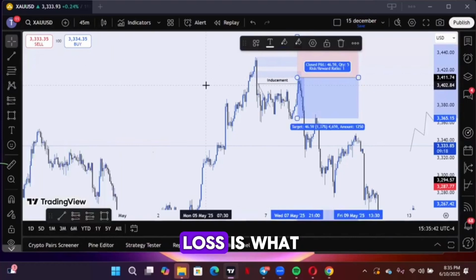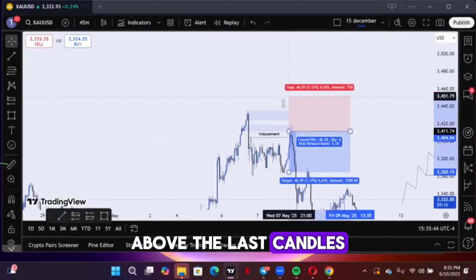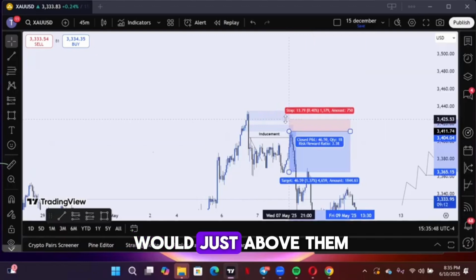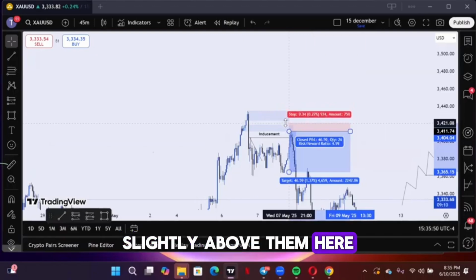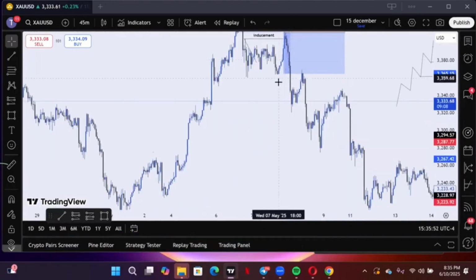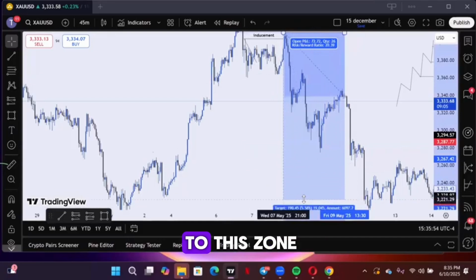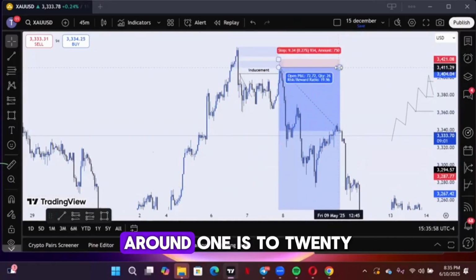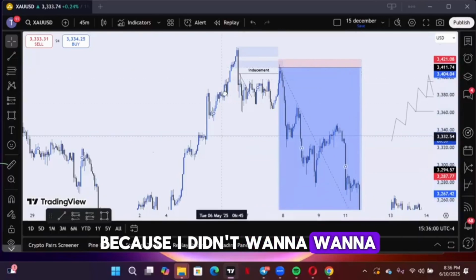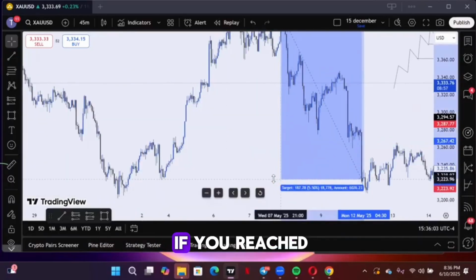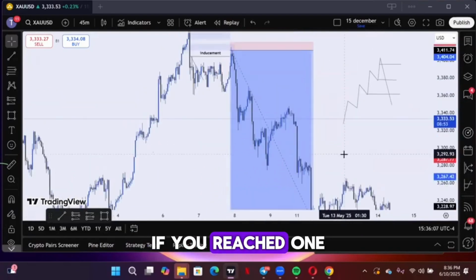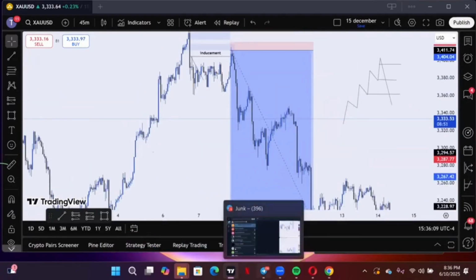And then my stop loss is above the last candles of the breaker. These are the two candles that made up the breaker block, so my stop loss was just slightly above them here. I took this trade all the way down to this zone. The risk to reward was around 1 to 20, because I did 1 to 20 on this setup. So it means that if you risked $100 on this trade, you would have made $2,000. If you risked $1,000, you would have made $20,000.